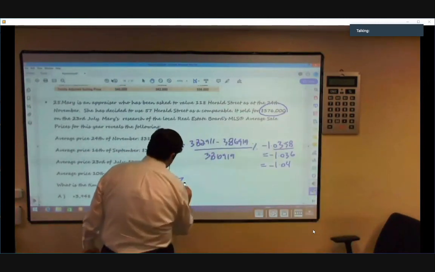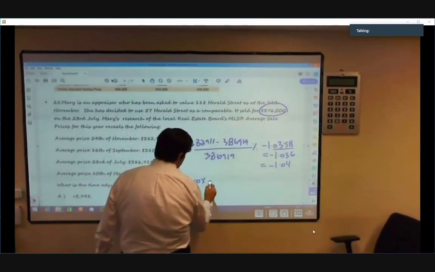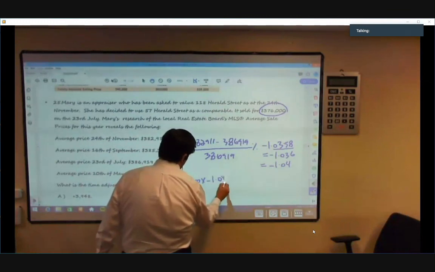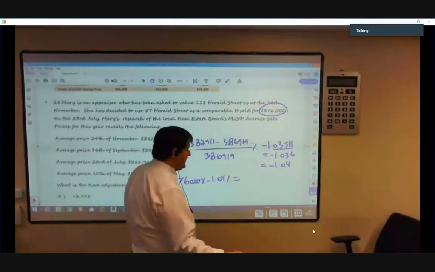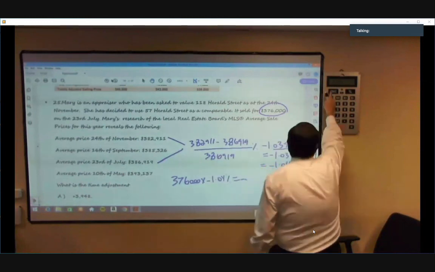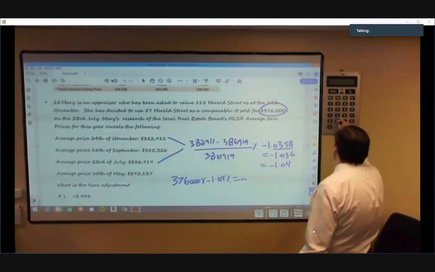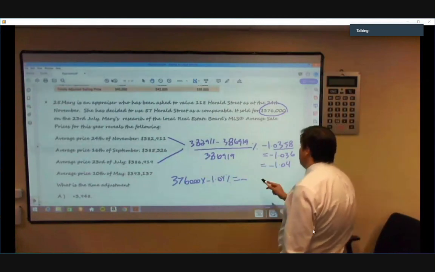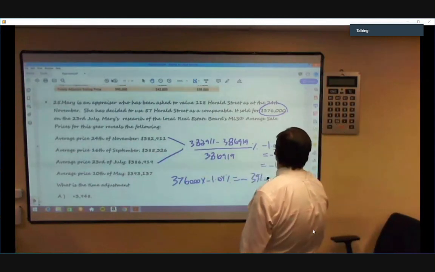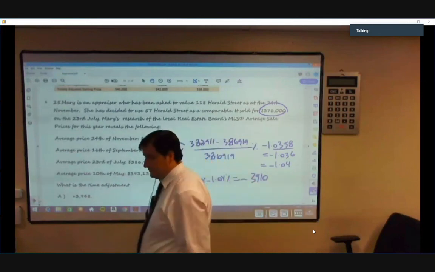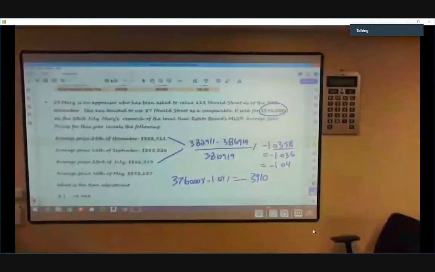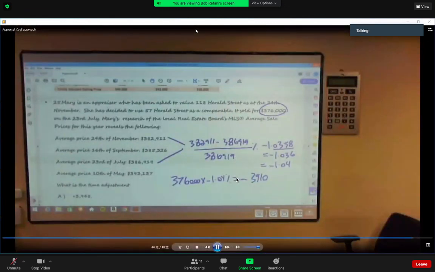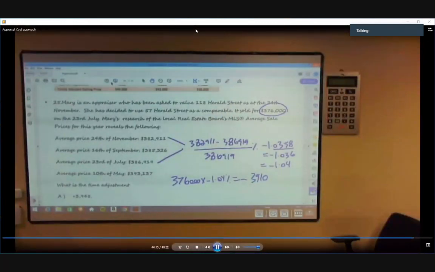376,000 multiplied by minus 1.04%. How much is that? It's going to be a minus number, obviously. 376,000 multiplied by 1.04% and make it minus. It's going to be $3,910. I know. You didn't do the rounding properly, but that's good. At least you practiced. The rest of them didn't even practice. So you're ahead.